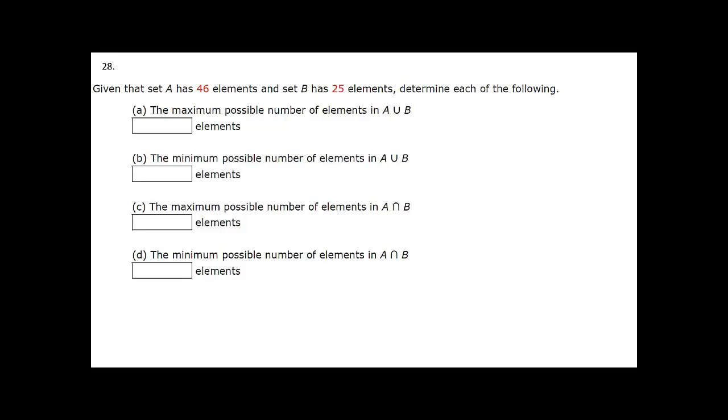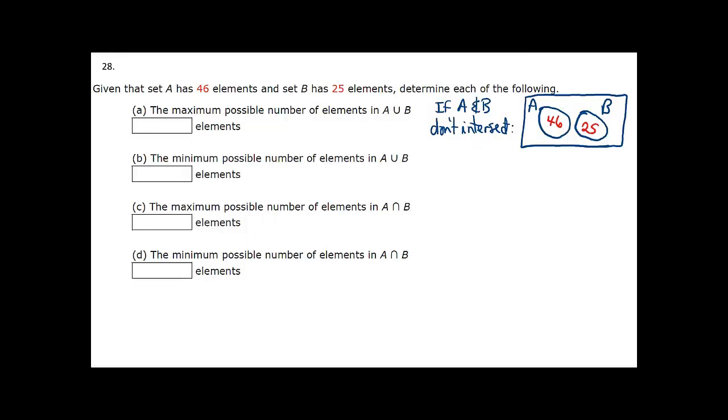And here's the way I would look at it. If you're looking at A either intersect or union with B, think about two sets A and B. Suppose they don't intersect at all, and there are 46 elements in set A and 25 elements in set B. That's sort of an extreme case where they don't overlap. And then start pushing them together.